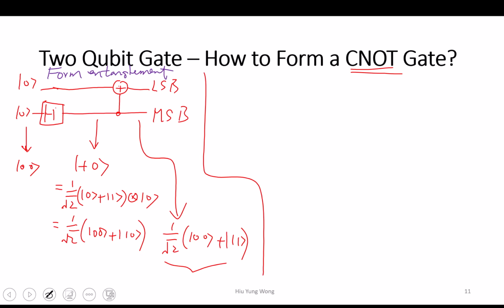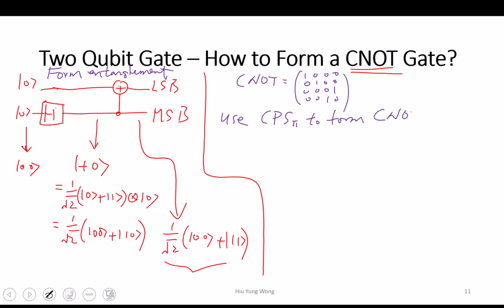So the C-NOT gate, if you write it in matrix, what is that? It's a 2-qubit gate, so it is a 4 by 4 matrix. 1, 0, 0, 0. Okay? Very good. So our goal is to form this gate. The first thing we want to try is to use the control phase shift gate with pi to form the C-NOT gate.